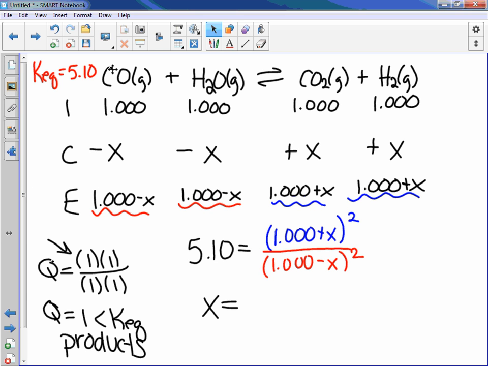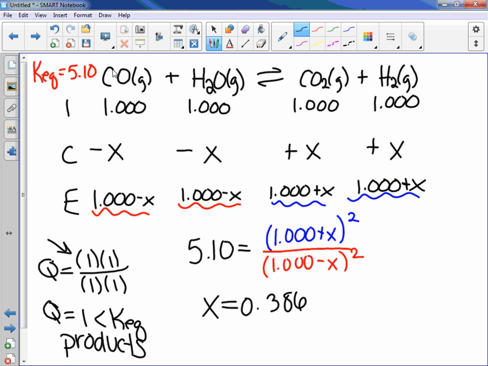Hold on. Yeah, what did you get for X? Why can't it be 2.5? Right, because then if it was 2.5, 1 minus 2.5 would be a negative concentration. Okay? So I got this, 0.386. Is that what you got, Udaya?